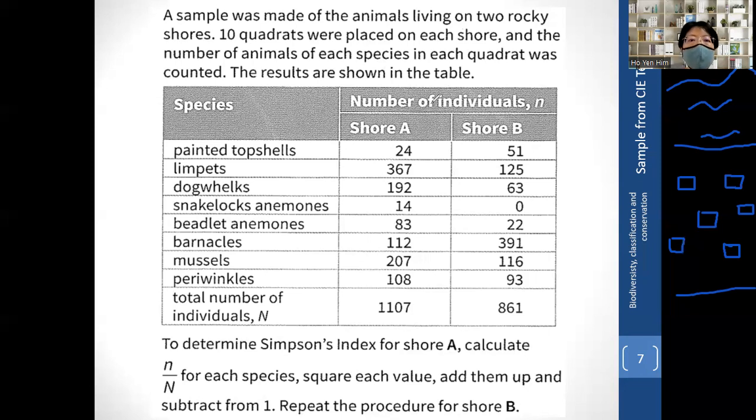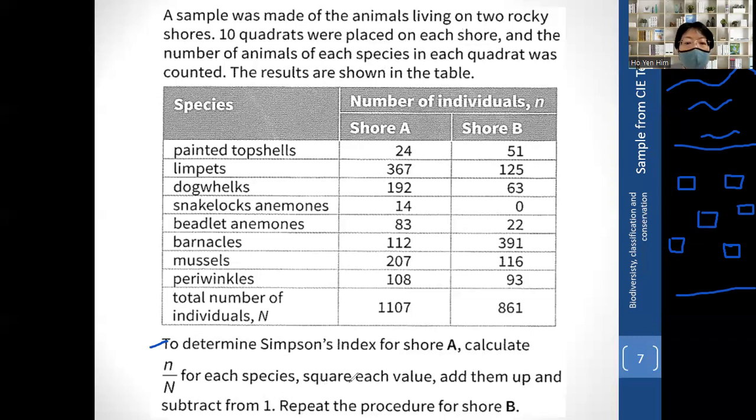Okay, so shore A and shore B, 10 quadrats were placed on each shore, and the number of animals of each species in each quadrat was counted. The results are shown in the table. So these are from 10 quadrats. To determine Simpson's index for shore A, first you must calculate n over N. n for every species divided by N, the total number of organisms for all species that we have obtained from the 10 quadrats.